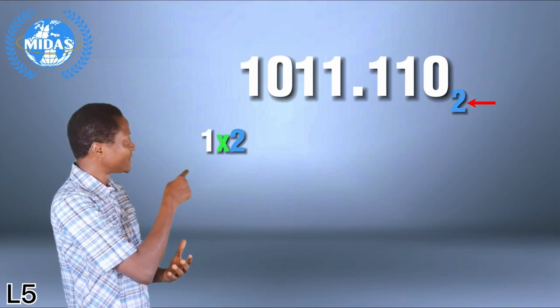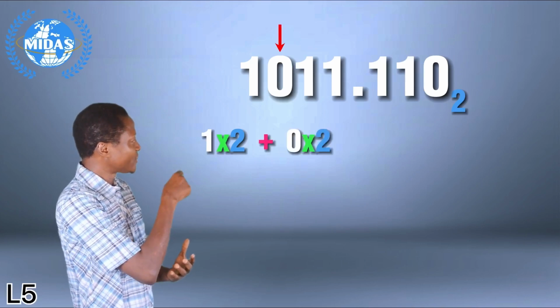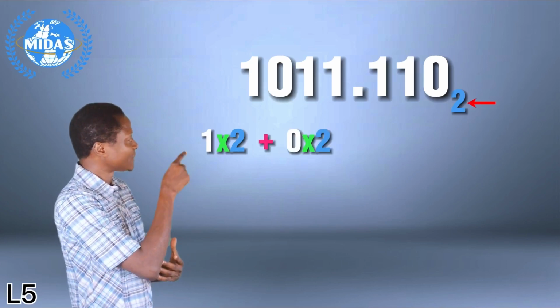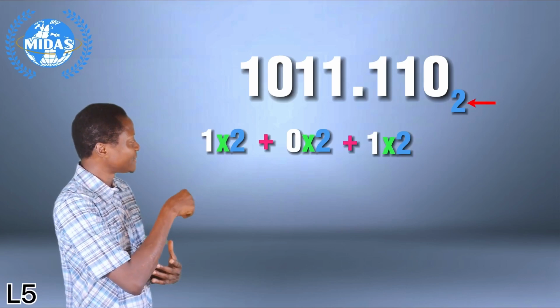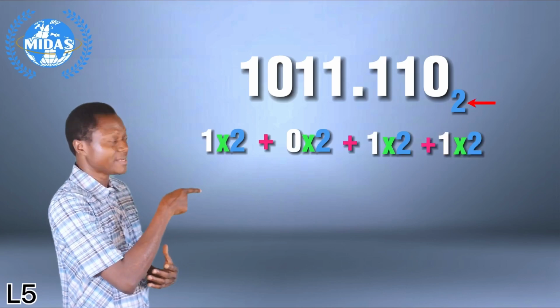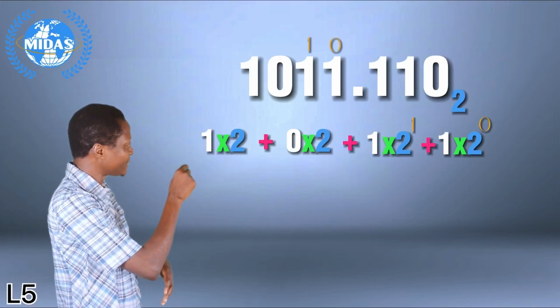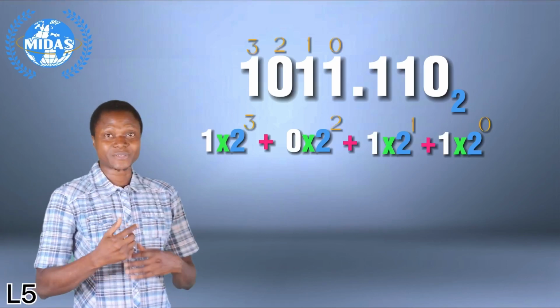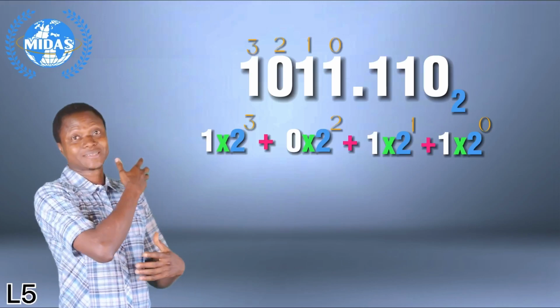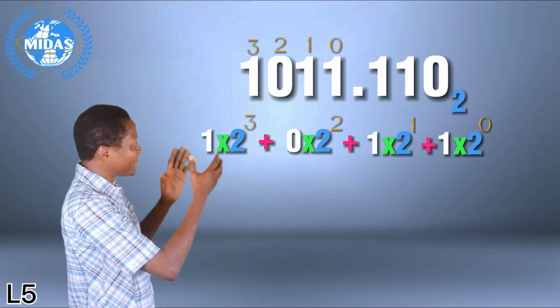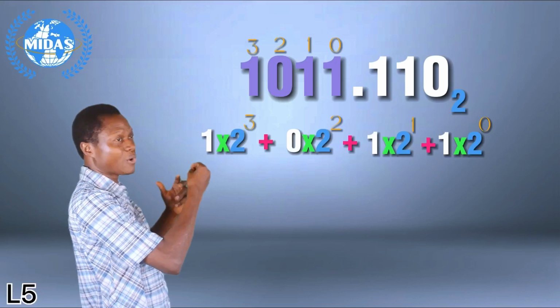times the base plus 0 times the base plus 1 times the base plus 1 times the base. Then you rank them, of course, 0, 1, 2, 3, because it's the base raised to the power of those ranks. Now, remember that that's the number that we have before the decimal point.